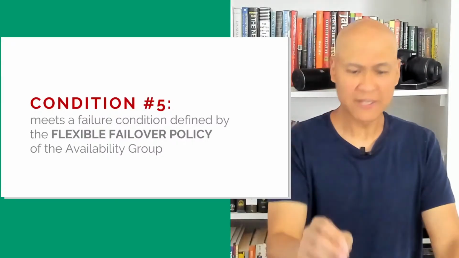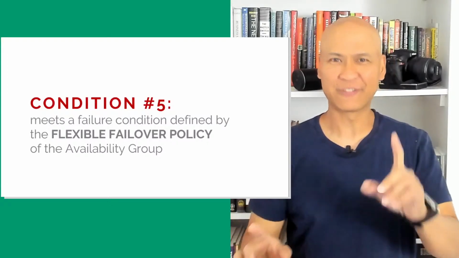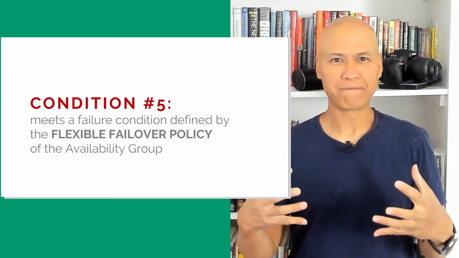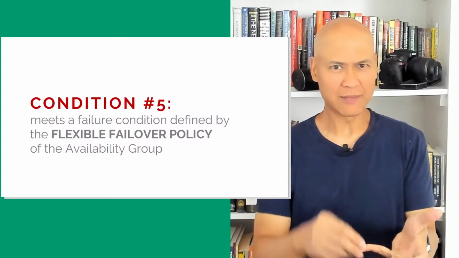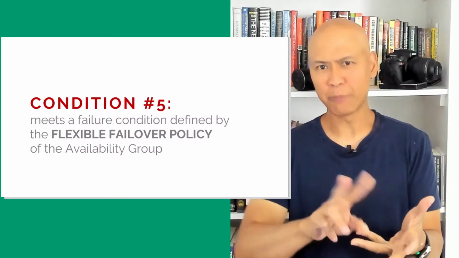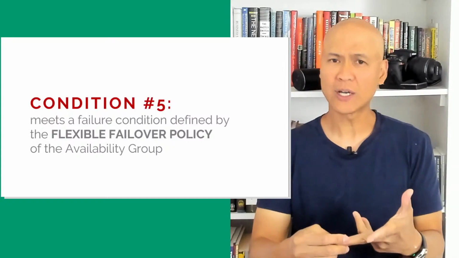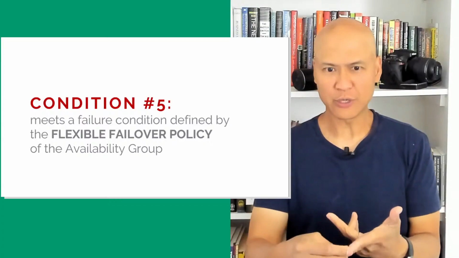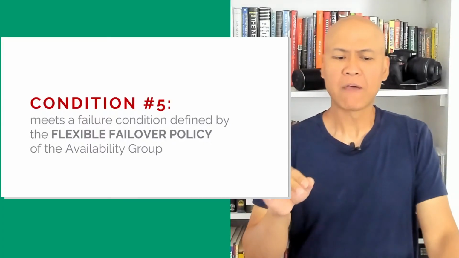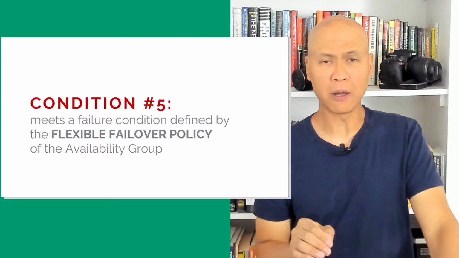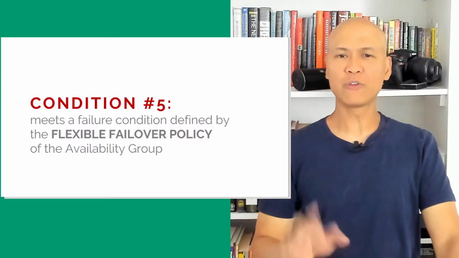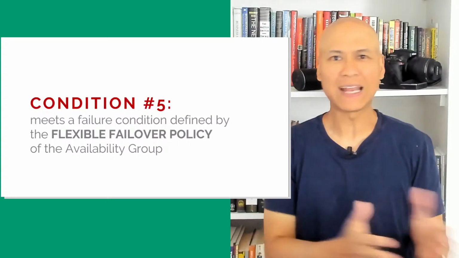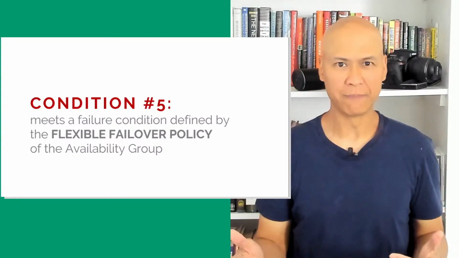Okay. Again, we're just talking about the first one. It has to meet all these 5 conditions. Okay. Quick recap. Synchronous commit for both replicas, automatic failover for both replicas. All databases should be synchronized. All, not majority, all. Cluster has quorum and it meets a failure condition defined by the flexible failover policy. Okay, so that's the first reason. All of these conditions, it's not 1 or 3 or 4. It has to be all of them.